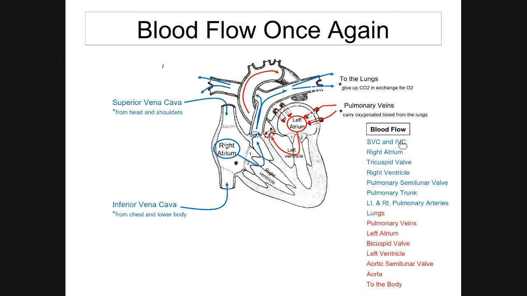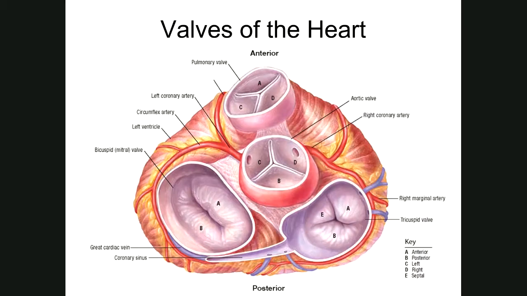Well, let's talk about these valves we were just talking about, the tricuspid and the bicuspid valve, and then the pulmonary semilunar valve and the aortic semilunar valve. Let's look at those. Here's a bird's eye shot of the 2 types of valves. Here is the bicuspid valve. It has 2 flaps. You can see an A and a B. And here is the tricuspid valve, which has 3 flaps, A, B, and C.